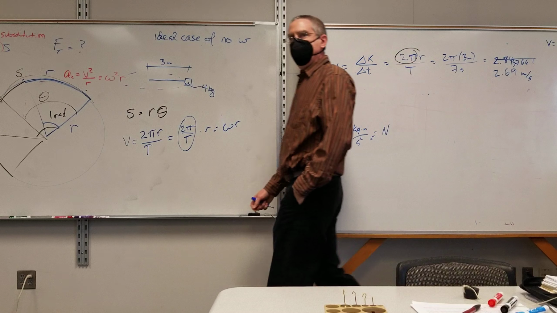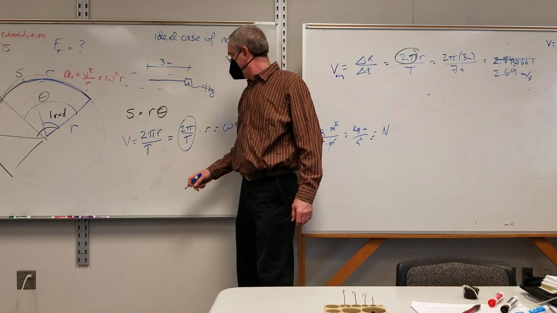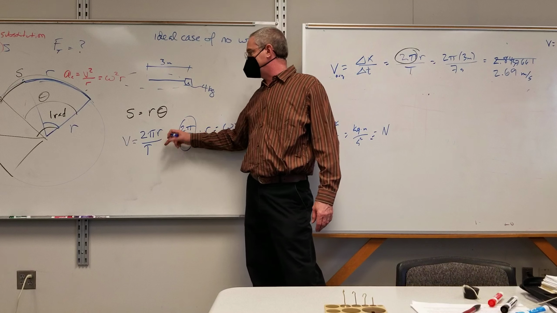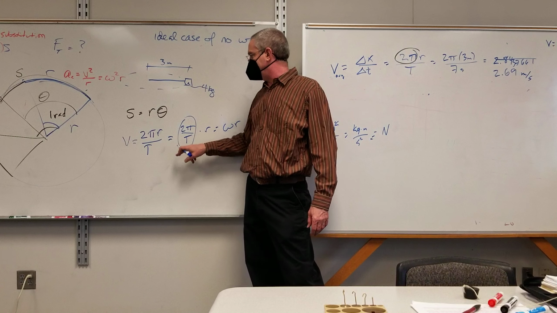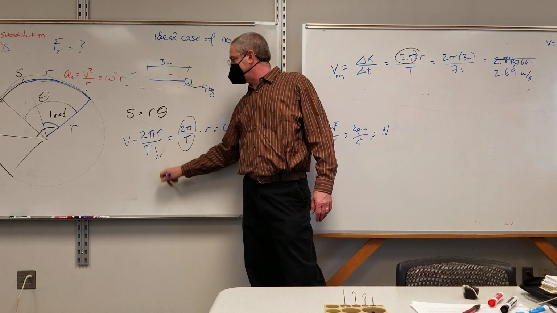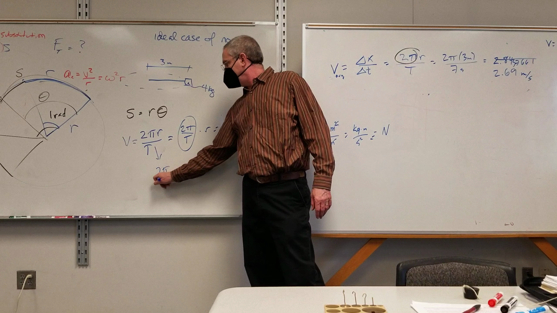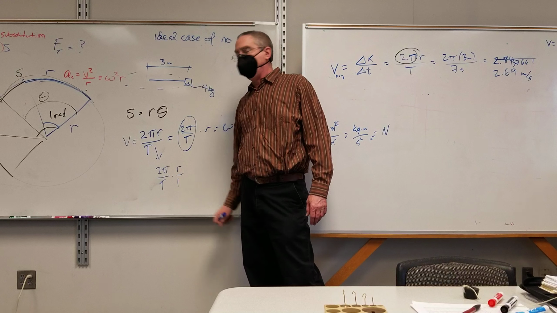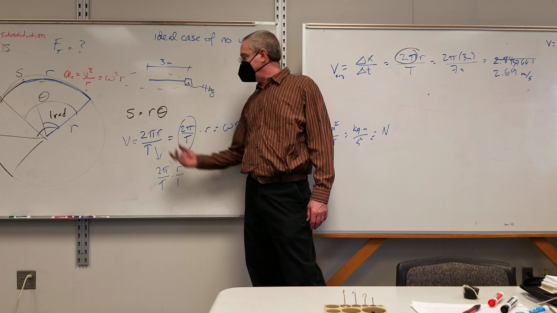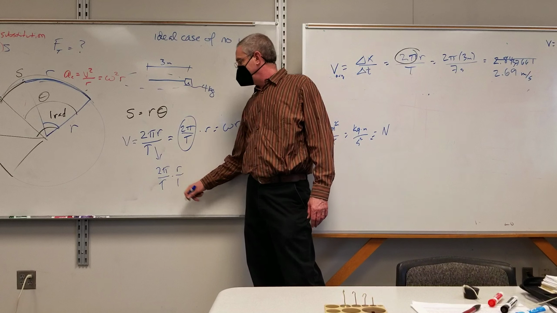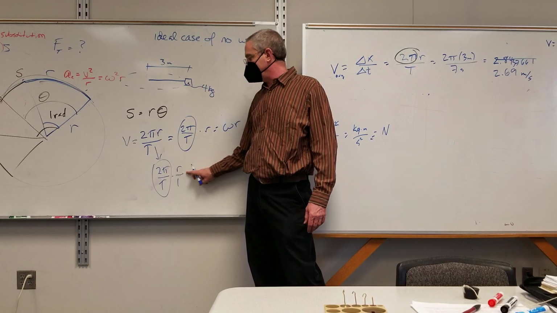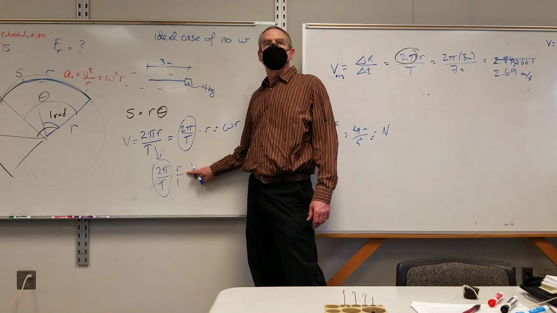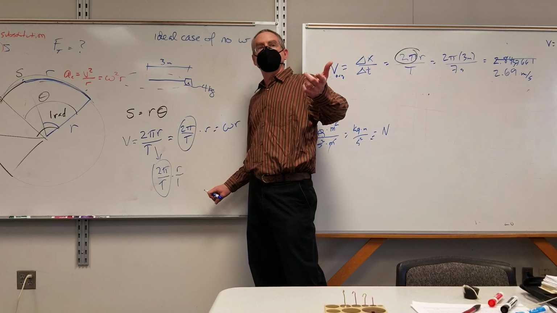Can you go over that step again? You got rid of the r? I didn't get rid of the r, I just factored, sort of brought it out. I guess the intermediate step is 2 pi over T times r over 1. Okay. So just breaking it up into the product of fractions. And then this is omega times r. Is that sufficient? Yes. Okay.